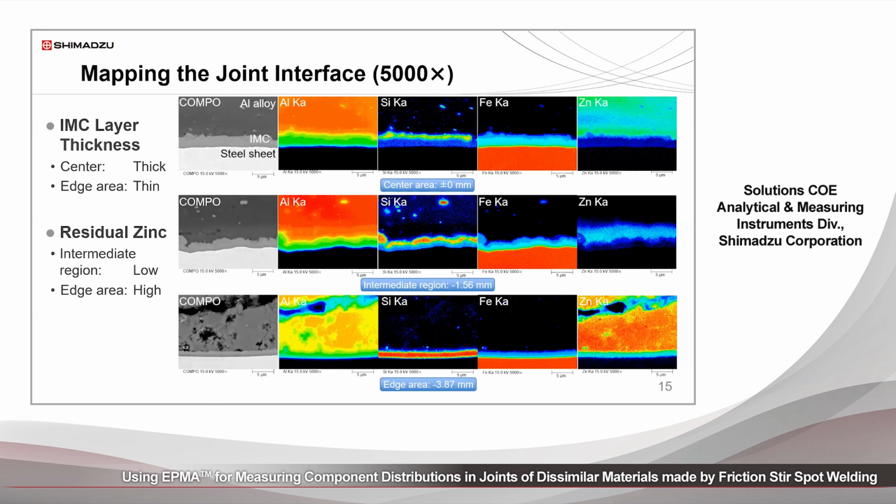Most of the zinc in the center area has been discharged to the periphery of the weld. Notice that in the edge area, the zinc map is much higher in intensity as compared to the zinc map in the center area. Many cracks are formed in the edge area due to inadequate zinc being discharged around the edge area, which results in the formation of a thinner IMC layer and many more cracks.